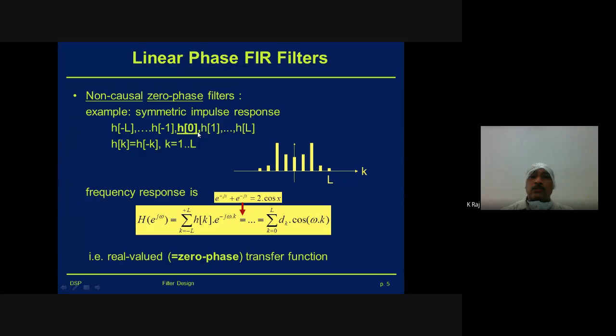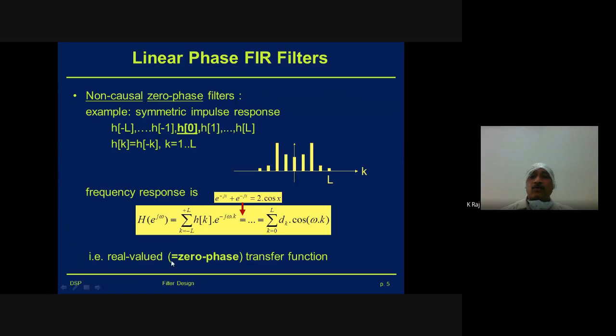That is, it is distributed towards the right side and the left side of h0, having a length of l. And the frequency response of this filter will naturally become e to power plus jx plus e to power minus jx. That will become 2 cos x here. Or, if we represent it in the frequency domain, this can be represented as the summation of hk e to power minus j omega k, or sometimes we write some coefficients ak, bk, or dk multiplied by cos omega k.